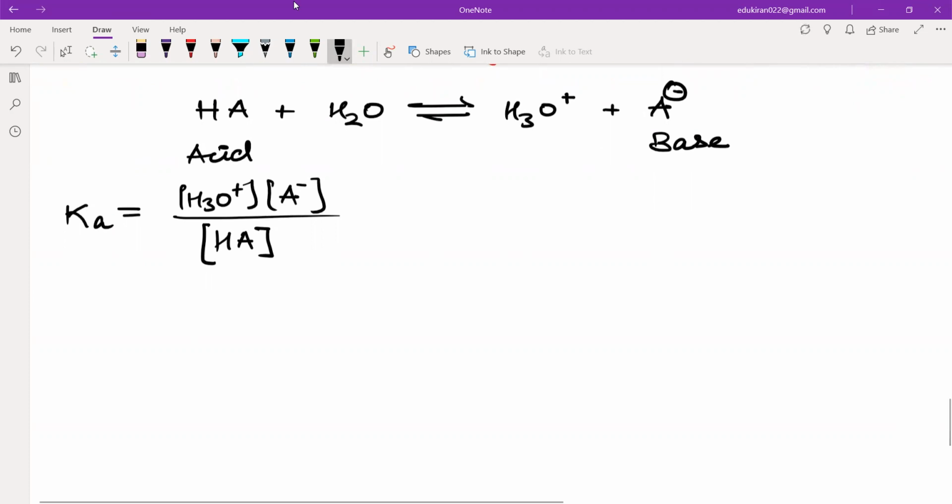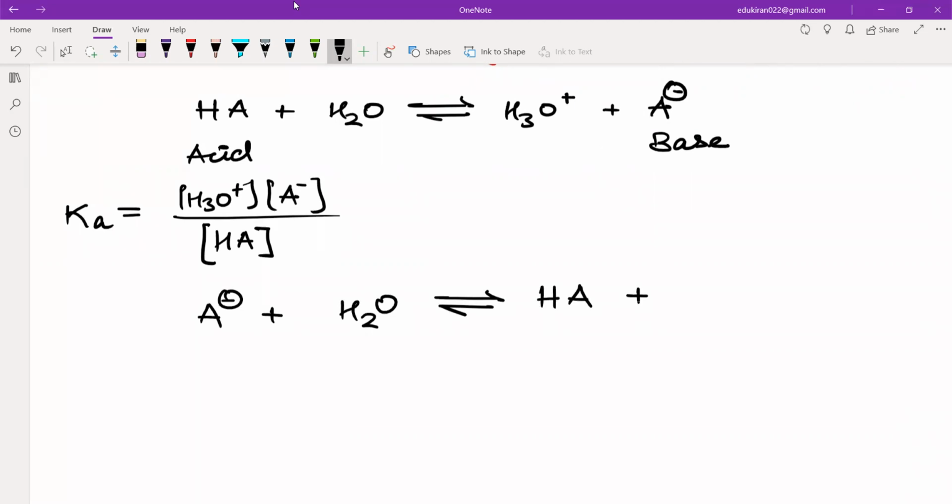So next, this is for acid. What can happen? This base A negative can also react: A negative plus H2O can give me, it will abstract one of the hydrogens from H2O and it will become HA, and H2O will be left with OH negative, right? Now in this case, I will write the Kb because this is acting as base, and this is the acid, right?